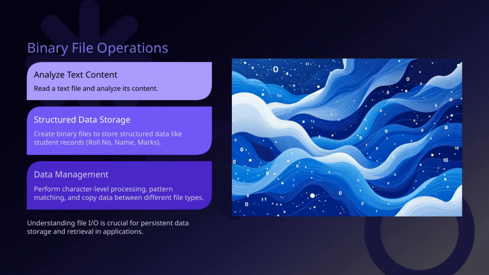For example, you might save student records, including roll number, name, and marks, all in one organized binary file. This helps in efficiently handling complex data. We also need to understand how to read from a text file and analyze its content. This is important for extracting meaningful information or performing operations like searching or pattern recognition.